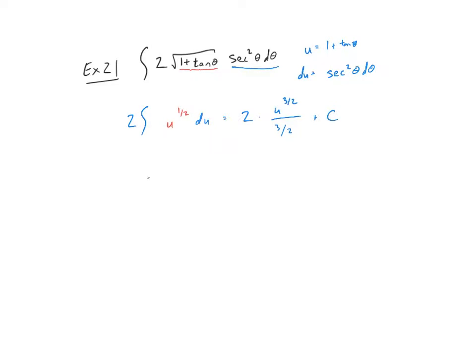Okay, a couple more steps just to clean this up. We'll keep our 2. We'll flip that denominator up 2/3, and we'll back substitute 1 plus tangent theta to the 3/2 power plus c. And one last step, we can write that as a nice 4/3 times 1 plus tangent theta to the 3/2 power plus our constant c.